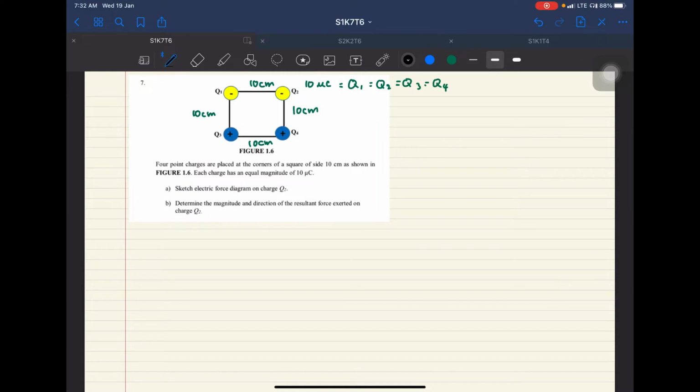You have 4 different charges, and they want you to find the force over here. Other than this one, you have 3 other charges. So you expect to have 3 different forces on Q2. Let's say this is my Q2.